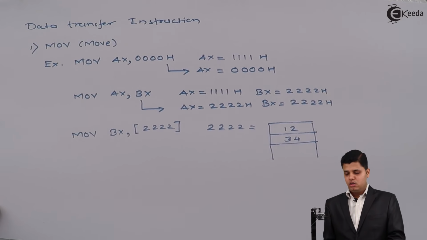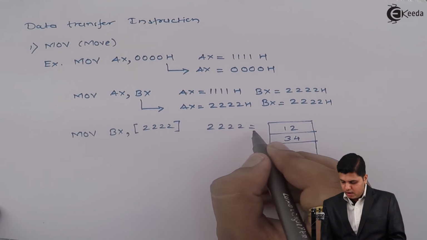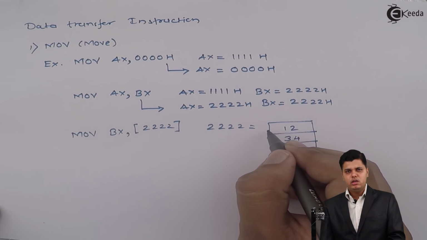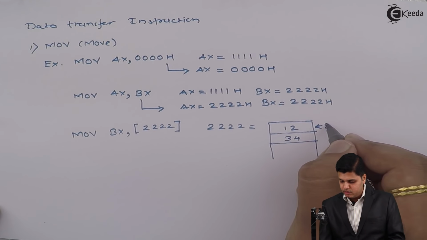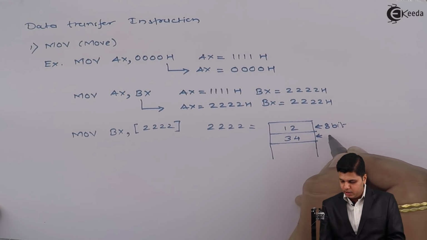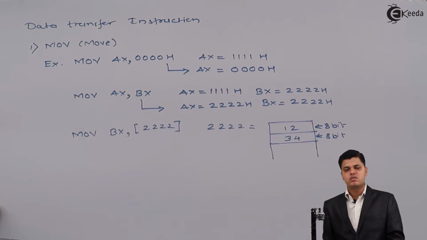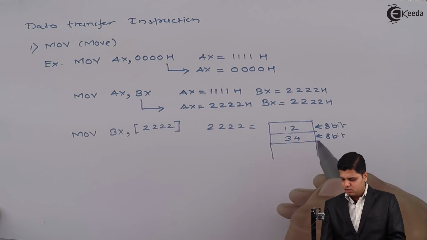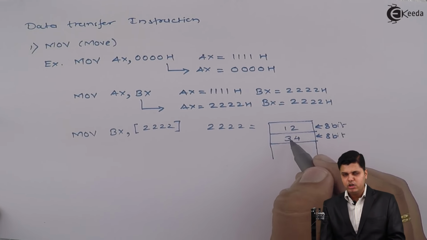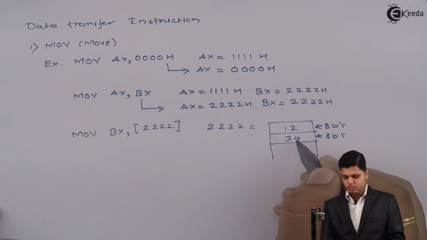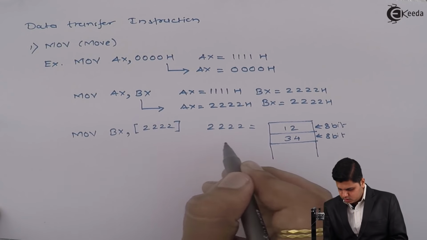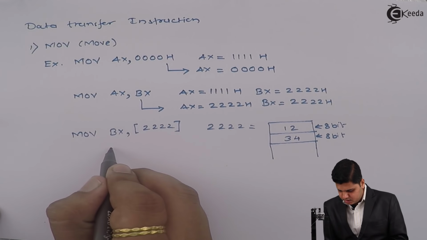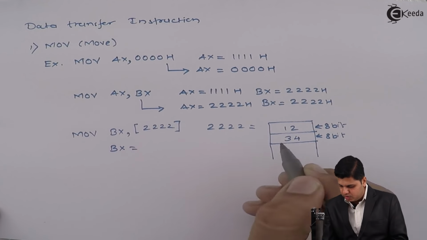Now here if you can see that I have represented in each memory location the 8-bit data is stored, 8-bit data over here and 8-bit data over here, because in each memory location only 8-bit of the data can be stored. So after execution of this instruction, this data which is 1, 2, 3, 4 will be copied to BX register.